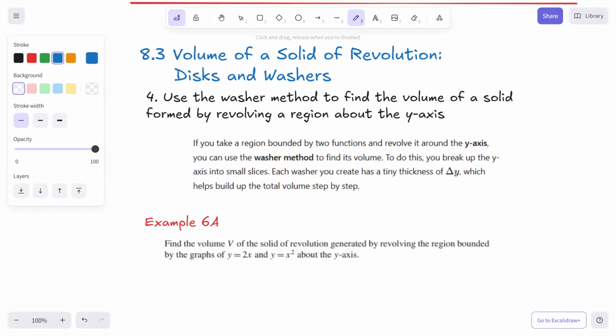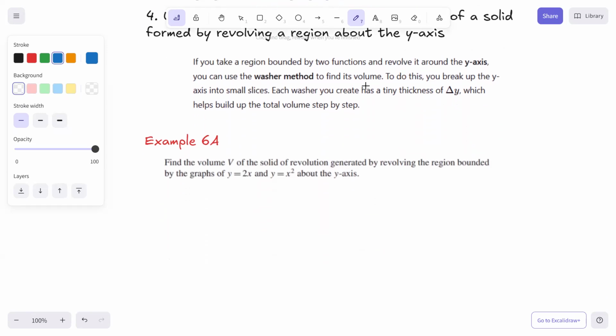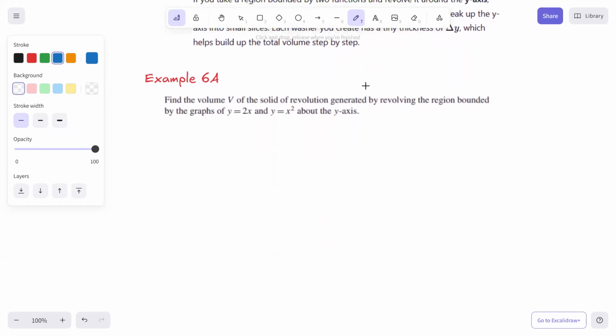In this fourth part, we're going to do the washer method again, but this time we rotate around a vertical axis like the y-axis. It works exactly the same, except you have to do everything in terms of y. I'm going to show some of the setup here, and some things in Desmos as well.